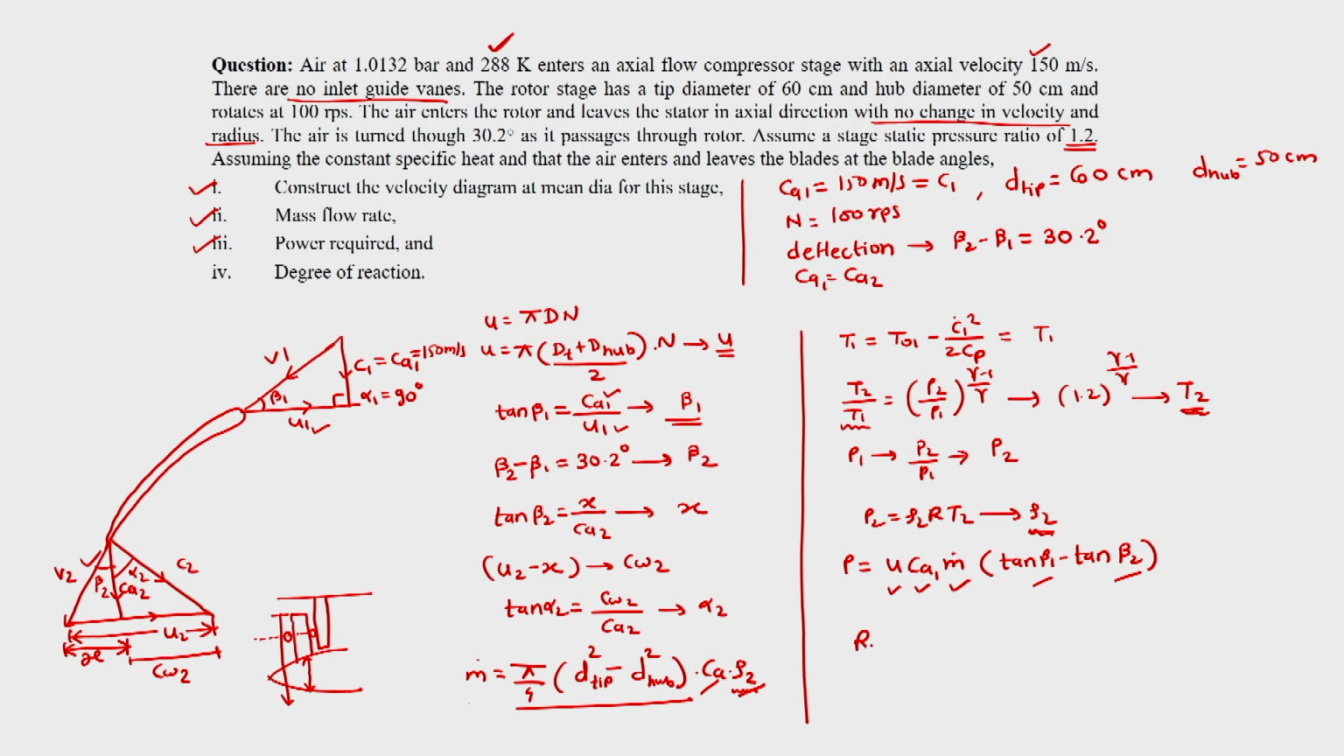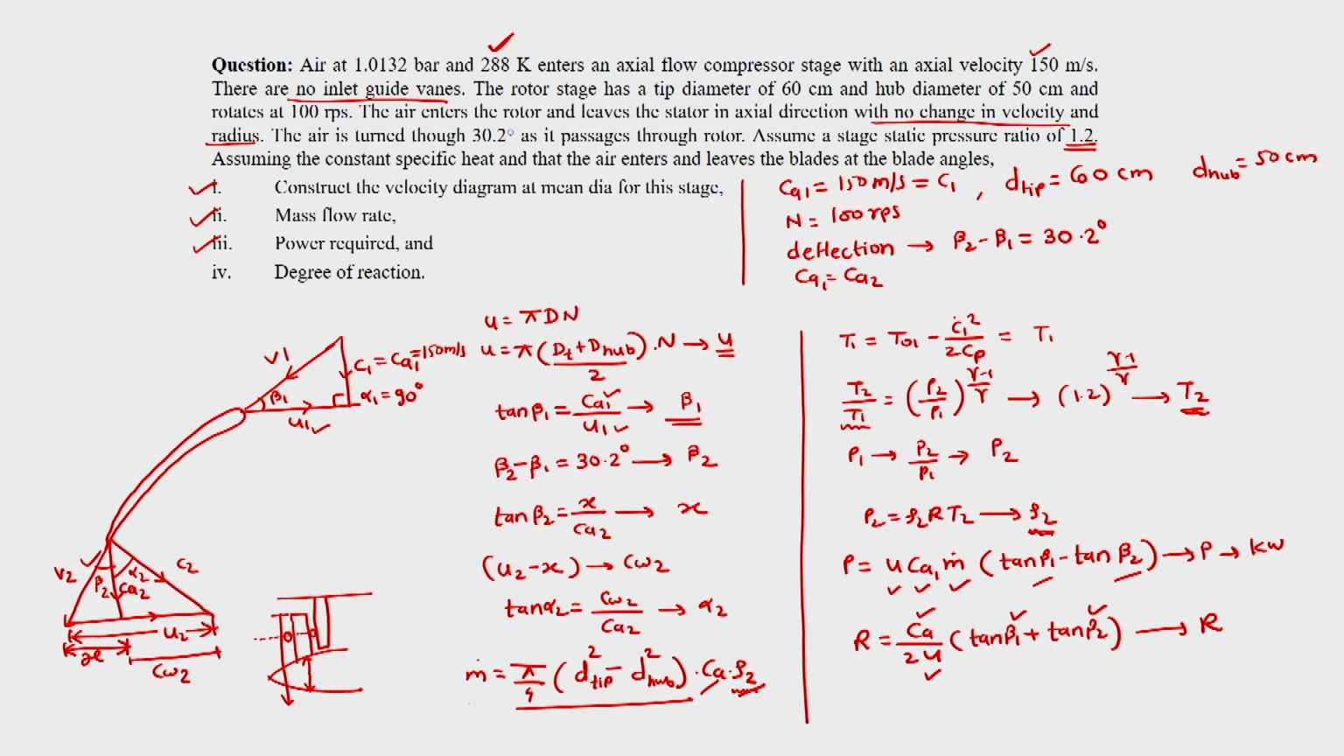Then we can find out degree of reaction, which is Ca upon twice U into tan of beta 1 plus tan of beta 2. Here again Ca is known, U is known, tan beta 1 is known, tan beta 2 is known. We can find out degree of reaction. Power will be in kilowatt. Degree of reaction is a non-dimensional number.